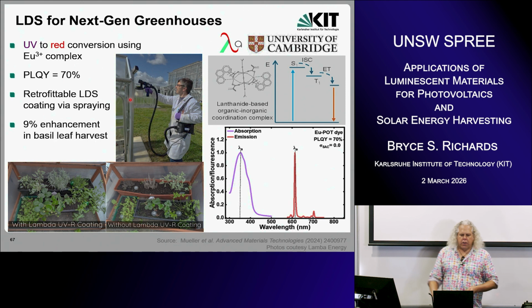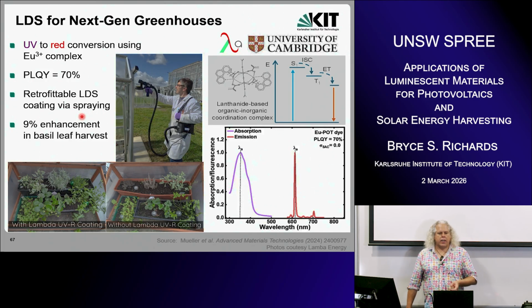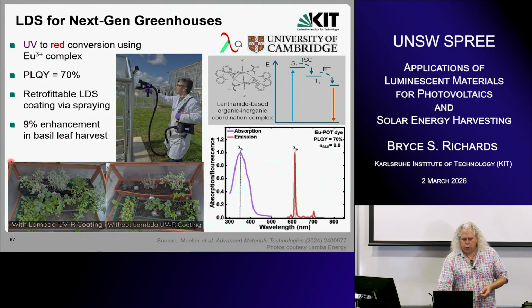And this is kind of cool because the materials that have been developed, yeah, they're respectable. They have good UV absorption and good red emission, 70% quantum yields, which is exciting. And even more exciting is that under growth tests, we've demonstrated that you get a 9% enhancement in your basil leaf growth with this coating as compared to without this coating.